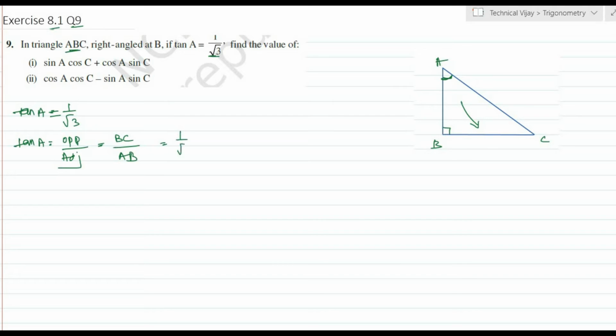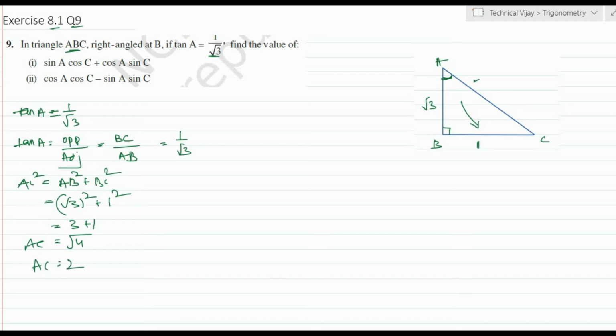Here this is equal to 1 by root 3. So BC is equal to 1, this is equal to root 3. So now we have to calculate this AC. So AC square is equal to AB square plus BC square. So here AB means root 3 square plus 1 square. So this is 3 plus 1. So AC is equal to square root of 4. So AC is equal to 2.